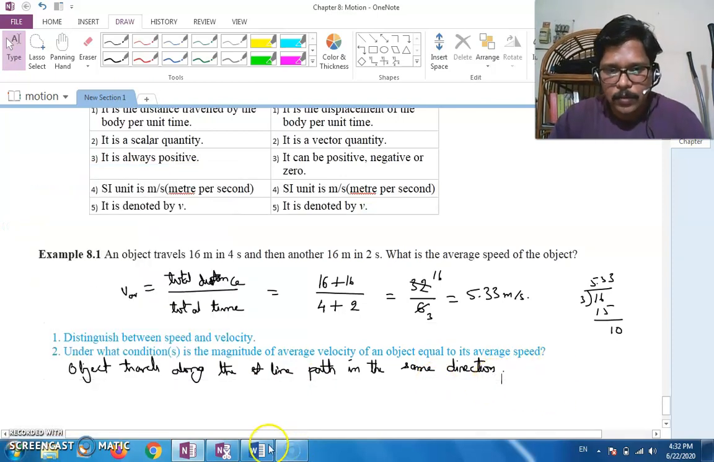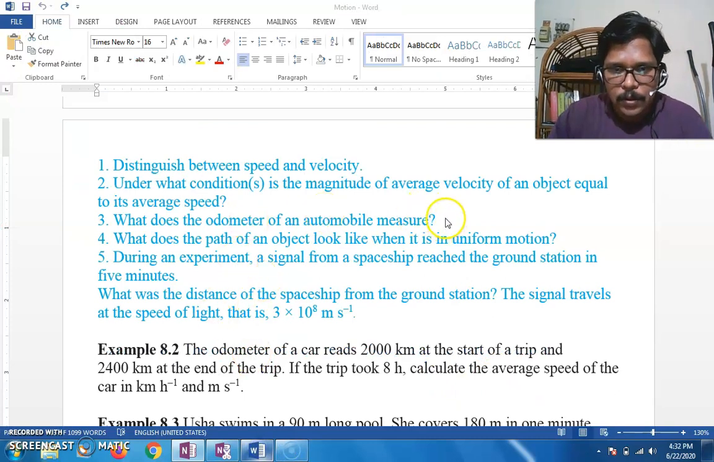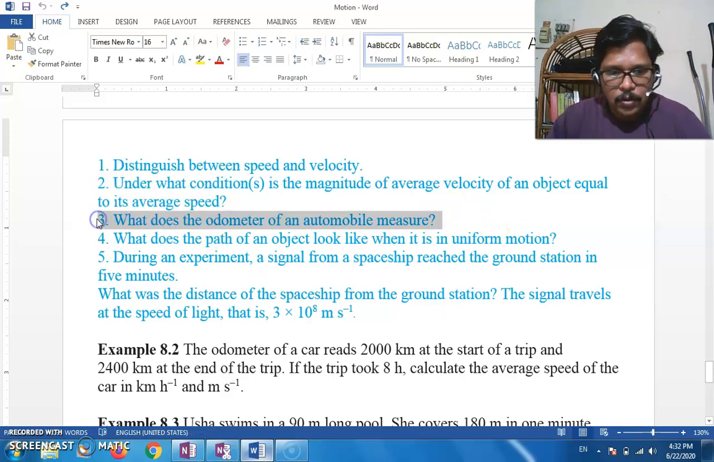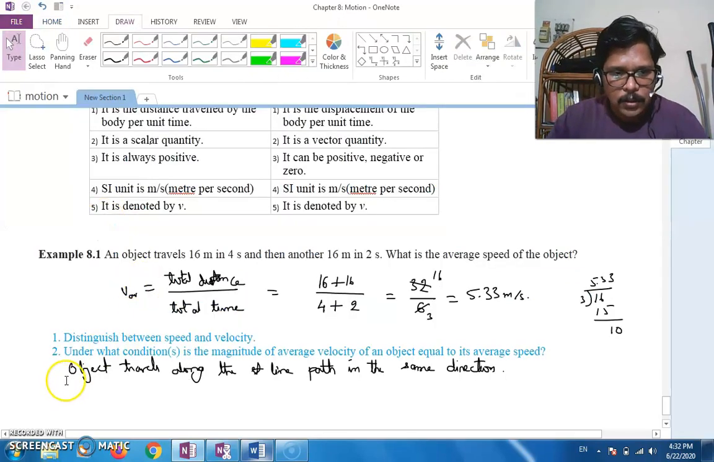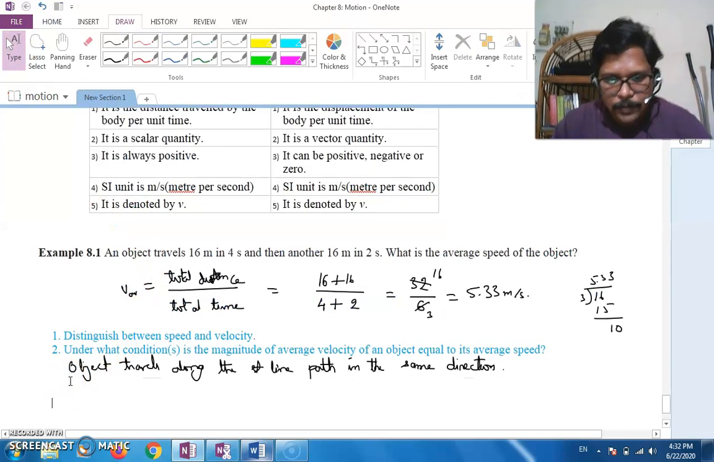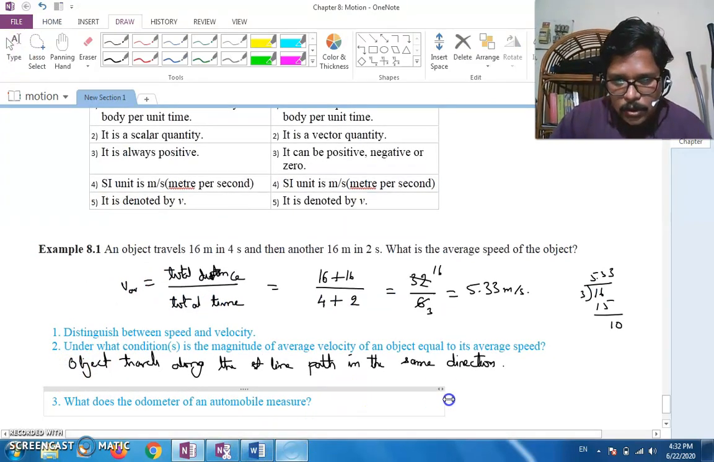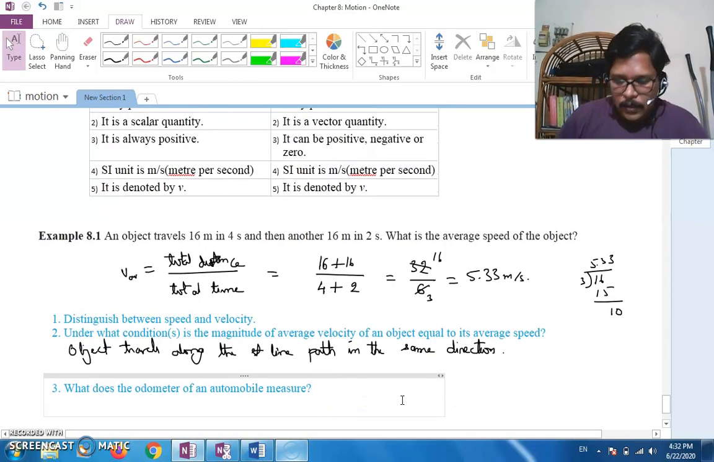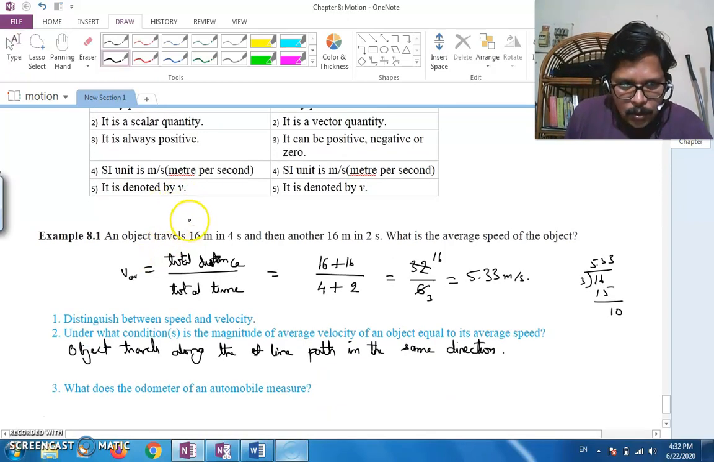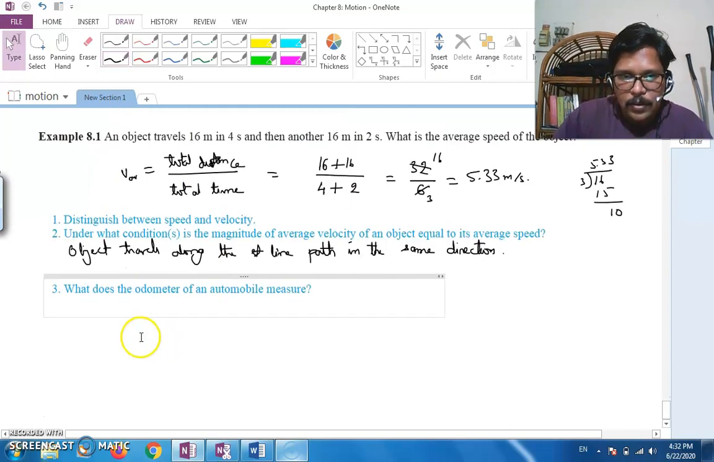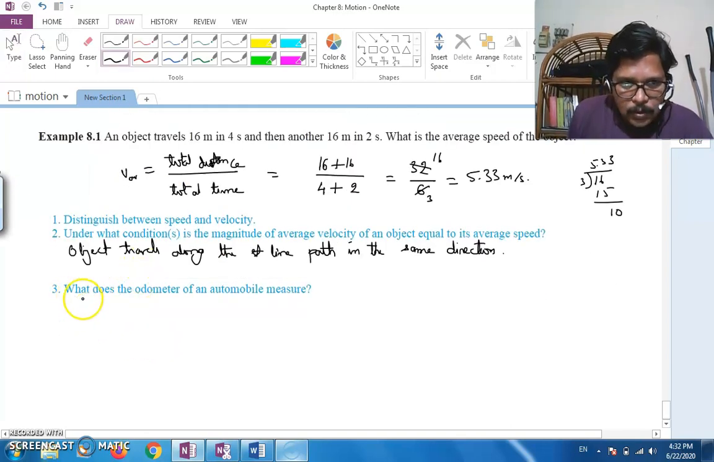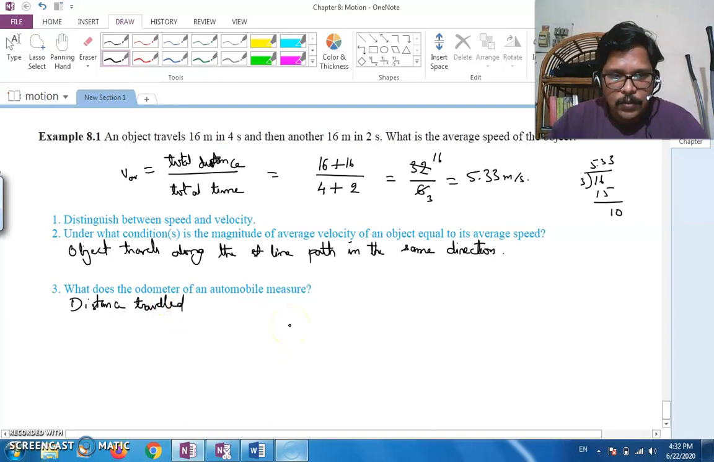Okay, we'll see the next question. What does the odometer of an automobile measure? So odometer always measures the instantaneous speed. I'm sorry. Odometer is the distance traveled. Speedometer is the instant speed. Odometer measurement is distance traveled here. So it's a silly question which you have been learning from your 8th standard. Distance traveled. Okay, I'll put the next question.